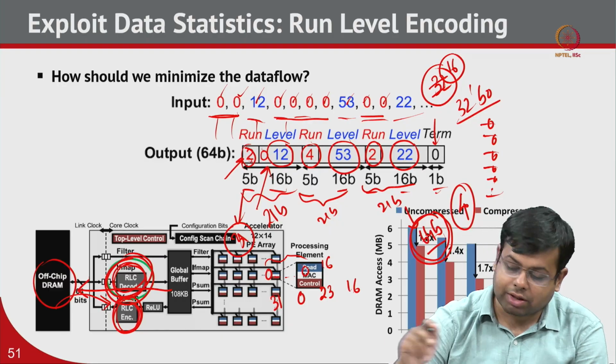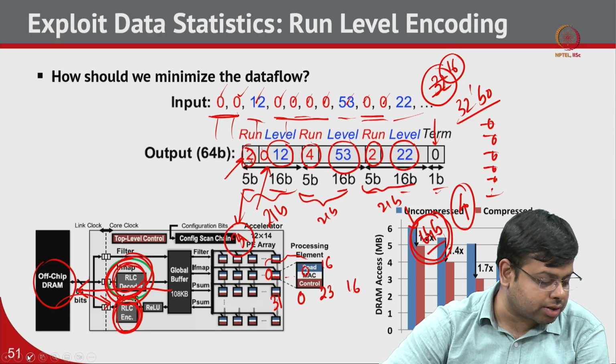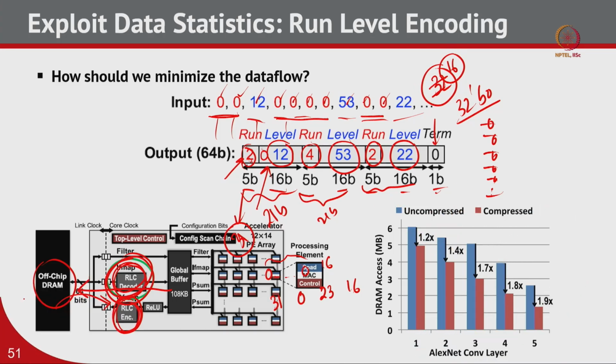As you can see, let me erase some of the parts so that you can see the figure. You can see the uncompressed versus compressed for different AlexNet configuration layers. The DRAM access required for uncompressed is always 1.2 to 1.9 times higher for different convolutional layers. So, when they compress with this RLC coding, they save a lot in terms of DRAM access, which is a huge benefit, right.